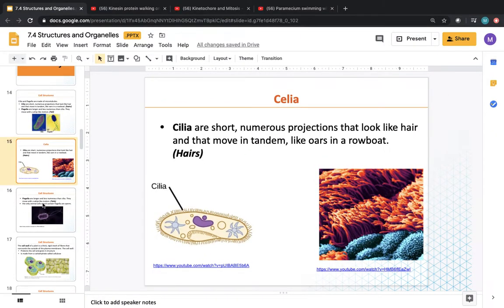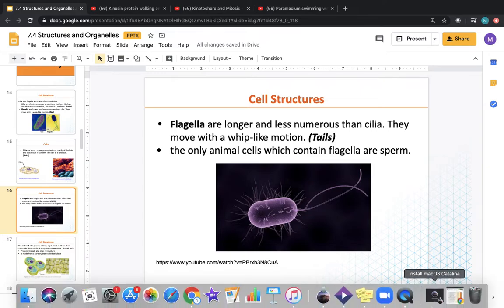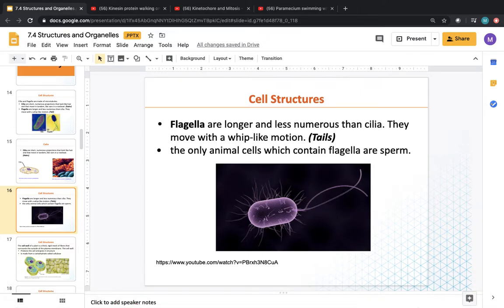All right, now the next thing we're going to talk about is flagella. Flagella can be found, you're going to have less of them, but they are going to be found here on one side of the cell or the other, and they help to move the cell from one place to another. All right, now flagella are usually found in bacteria. There is only one type of human cell that has flagella, and that is the sperm cell. You guys heard about this back when we talked about reproduction. All right, so let's go ahead and take a look at flagella.